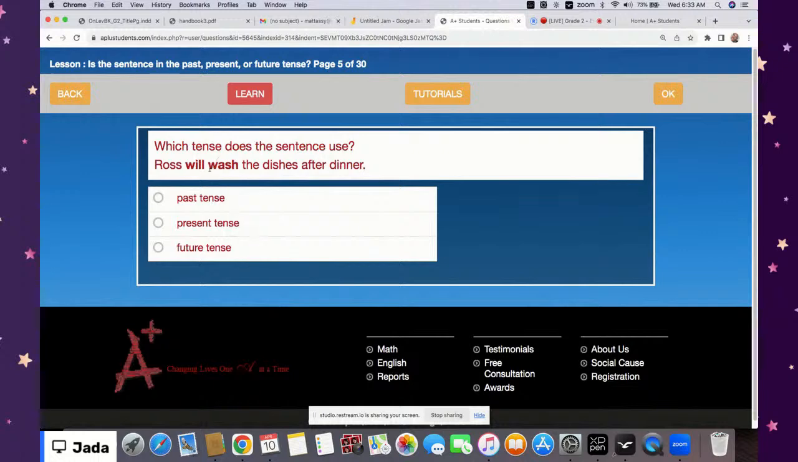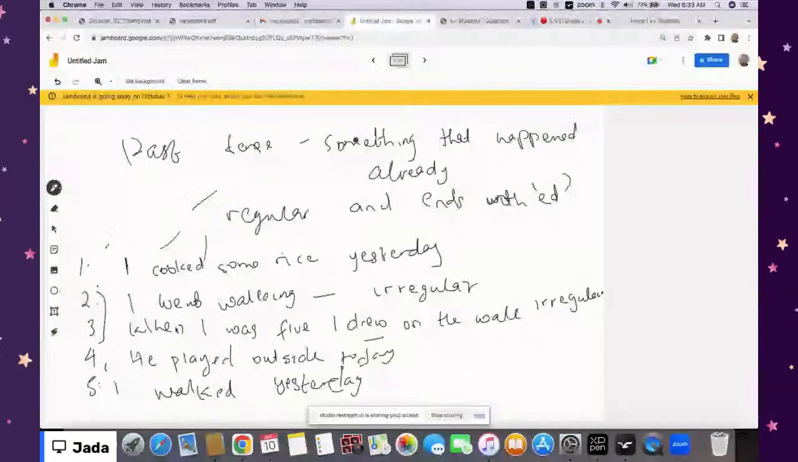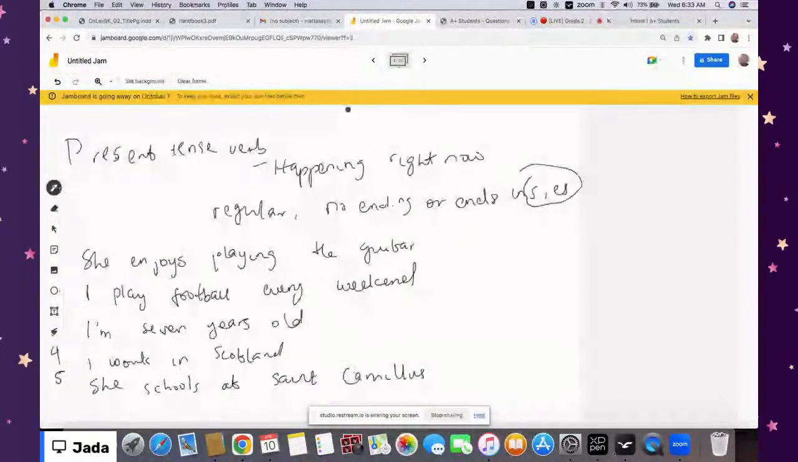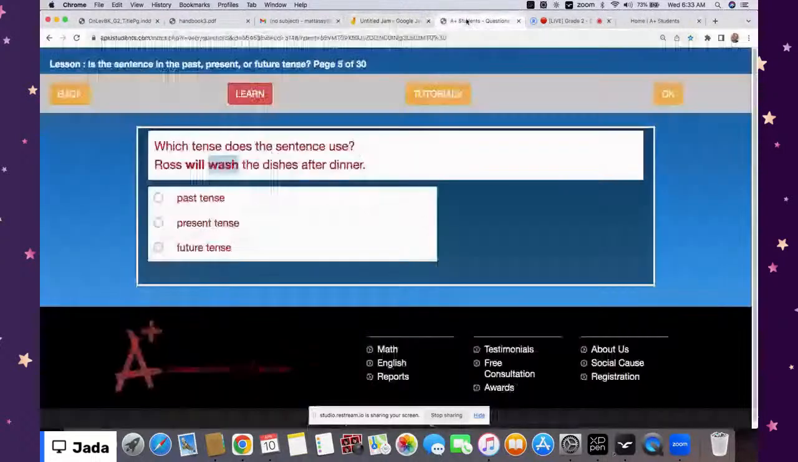It has will. What happens if it has will? What's supposed to be our answer? Future tense has will. Past tense has ed. And this is present tense. It has no ending or it ends in s or es. So what's the problem? This is supposed to be will.